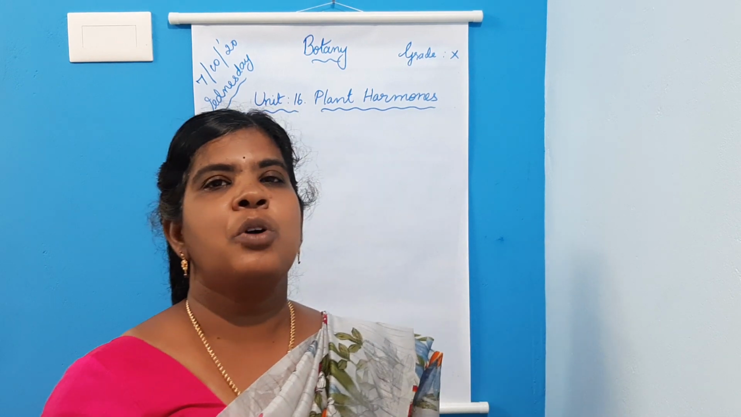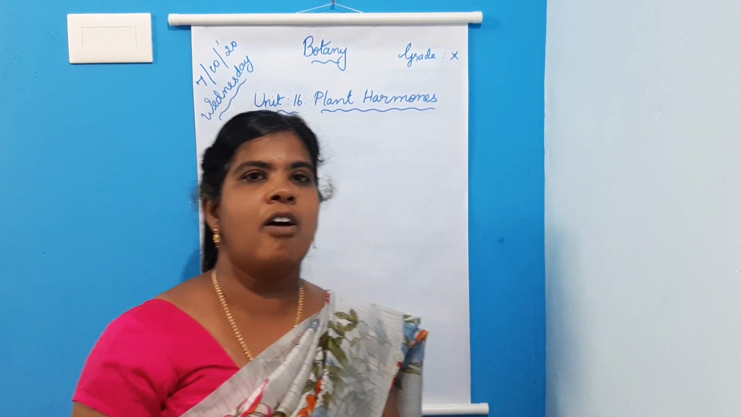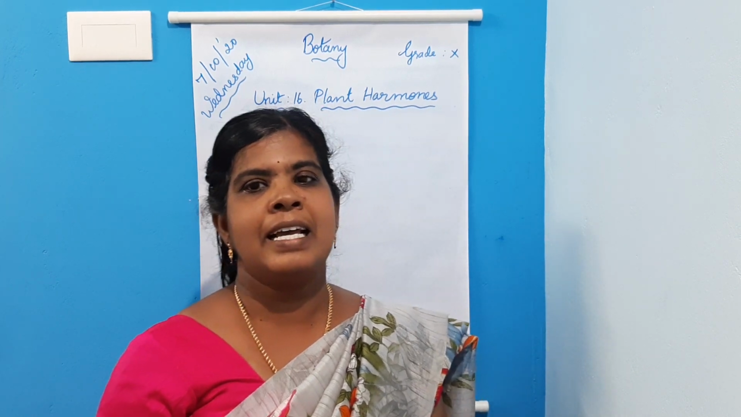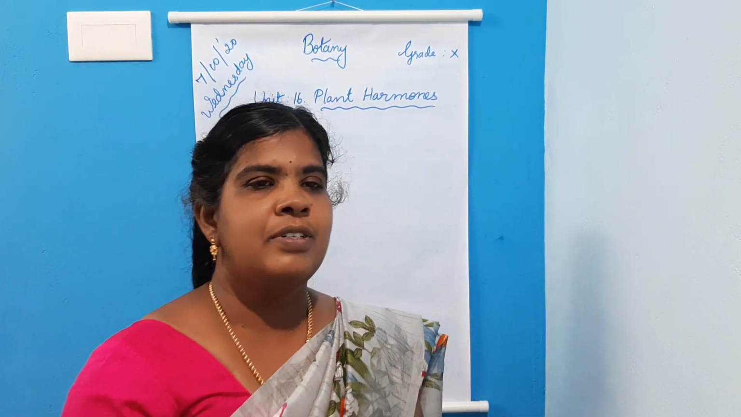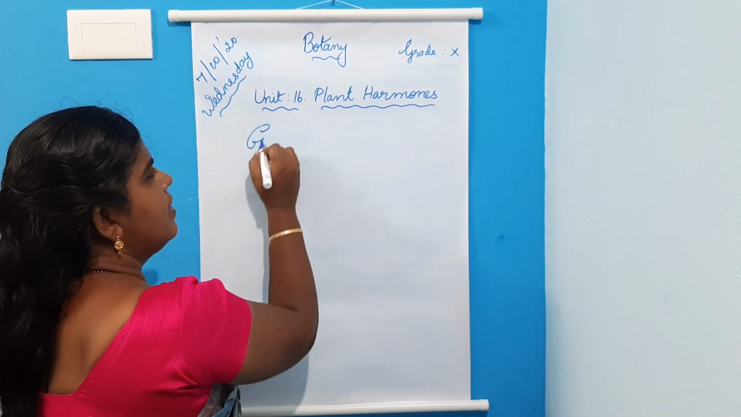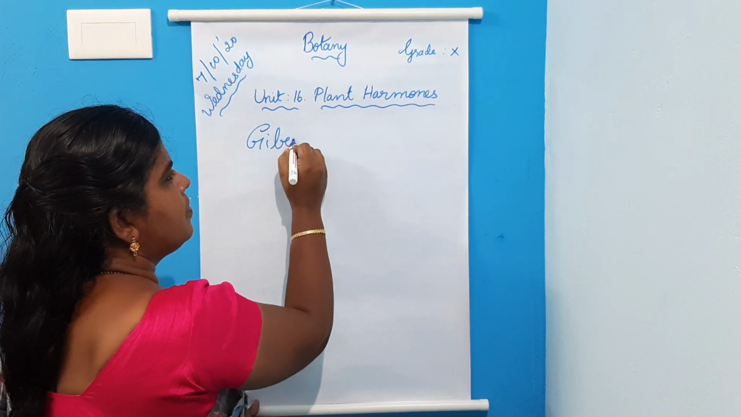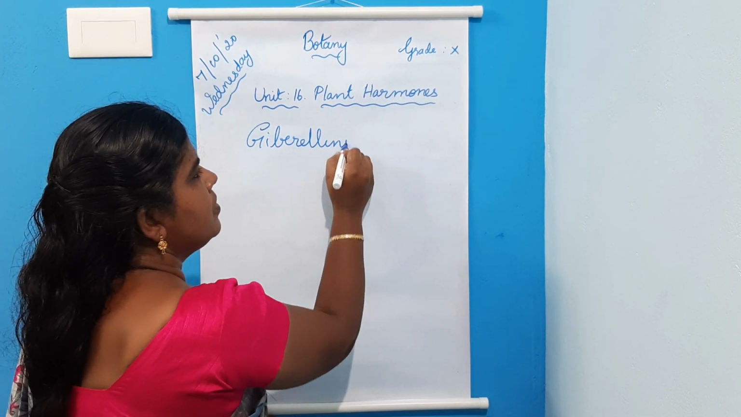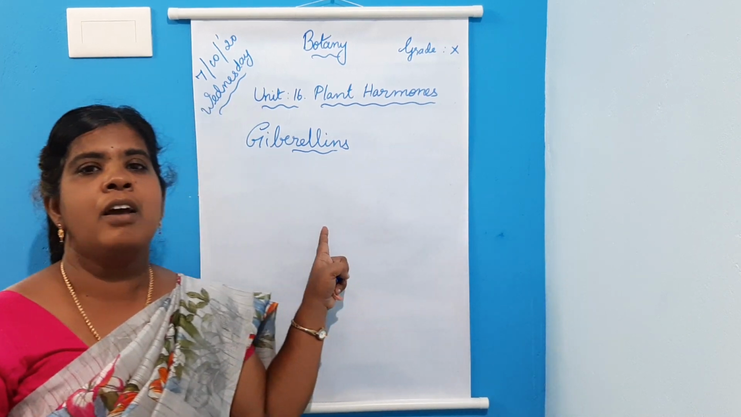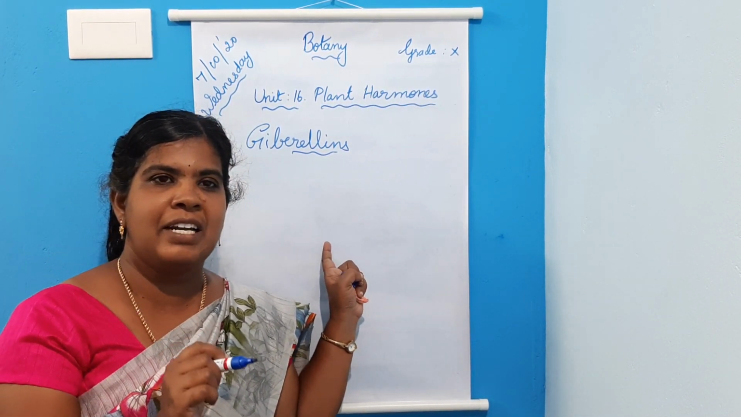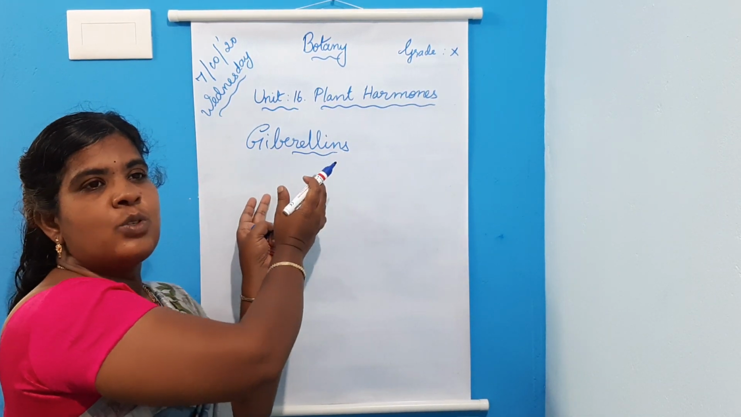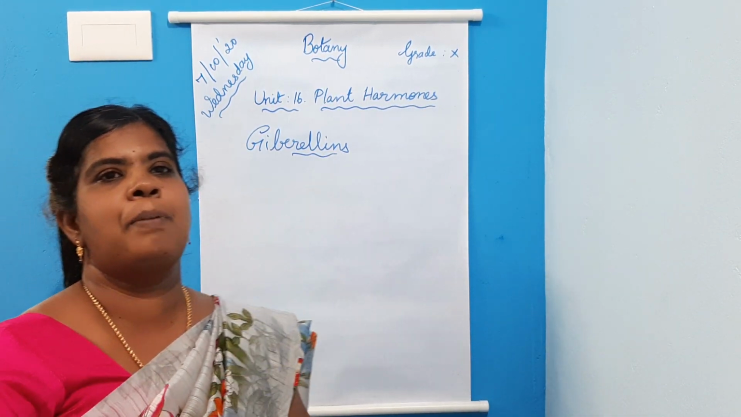Okay, now you are going to learn the remaining three hormones: gibberellin, abscisic acid and ethylene. First, the physiological effects of gibberellins. Gibberellins are the most abundantly found plant hormone. Which is the first plant hormone discovered? Auxin. Listen, the gibberellins are the most abundantly found plant hormone.